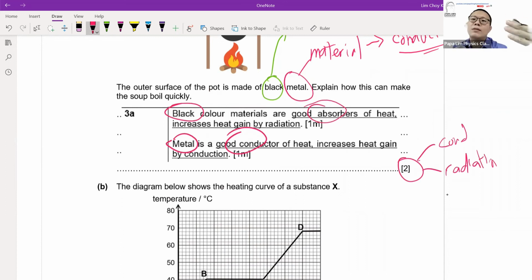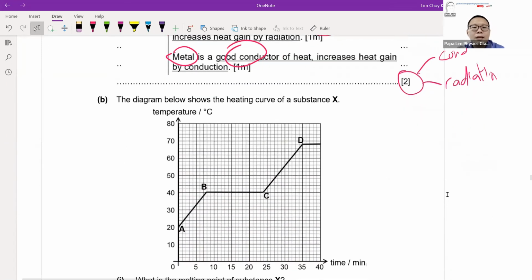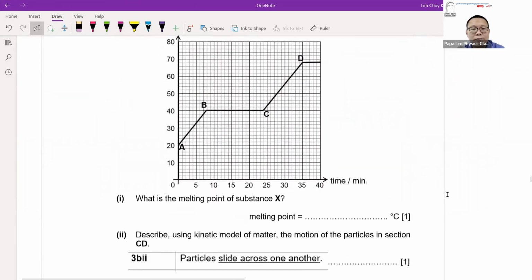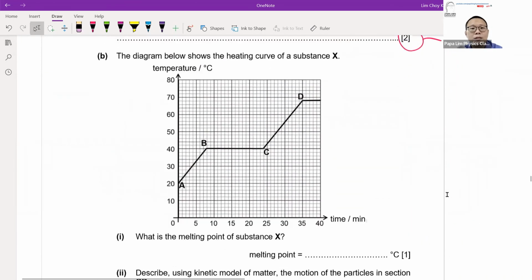Then another 1 mark is about explaining conduction. In this case, it's not about elaborating more details for 1 method. It's more like the question is asking for 2 methods. Then after that, the question talks about the heating curve of substance X. Then after that, substance X's melting point. The clue about this is melting point.